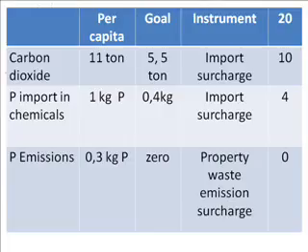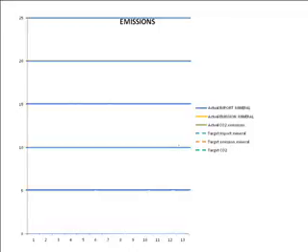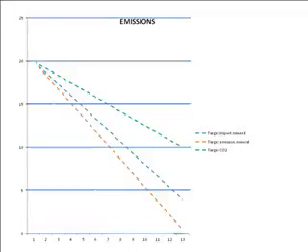Here are the goals, as all goals in Lilliput are measured in 20, so halving fossil carbon emissions gives a goal of 10. The goal for phosphorus import is 4, and phosphorus emissions is down to 0. The simulation starts with creating a graph of the target reductions, like this.